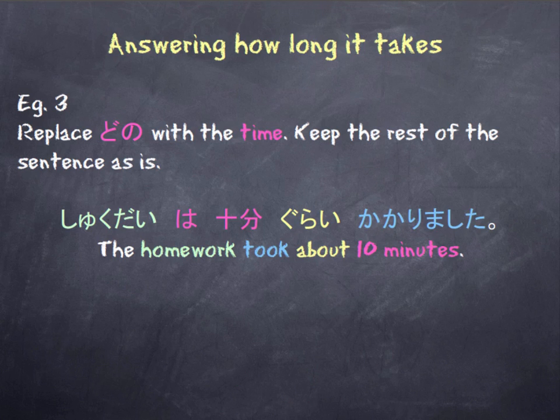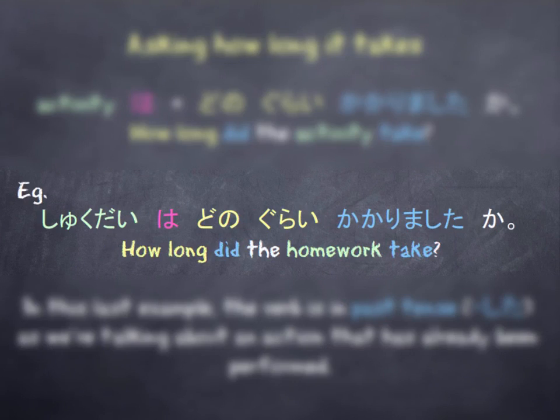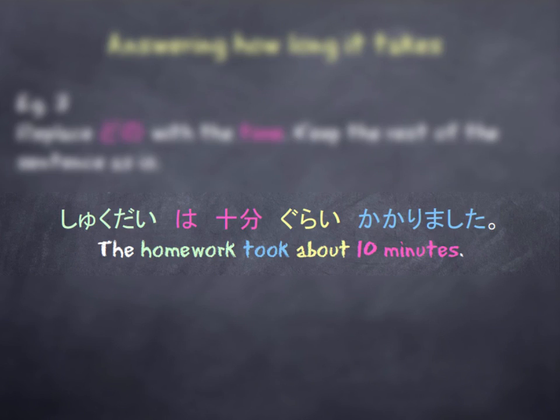So we use that response if we are talking about the time it takes to get from one place to another. But how do we respond to the question about an activity and how long an activity takes? So we have this question, how long did the homework take? Shukudai wa dono gurai kakarimashita ka? And to answer that question, we simply put the activity first, followed by the time, and then again this word gurai and our verb kakarimashita. Keeping in mind that it's a past tense question, so we have to keep our answer in past tense also. So we have shukudai wa 10分ぐらいかかりました. The homework took about 10 minutes.